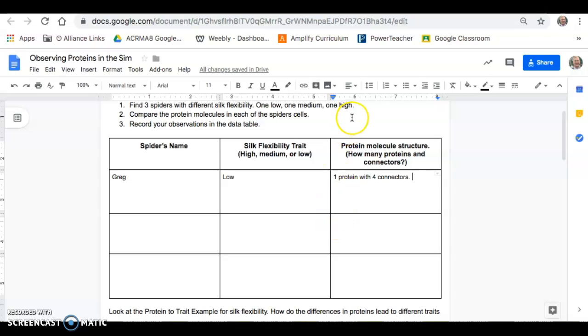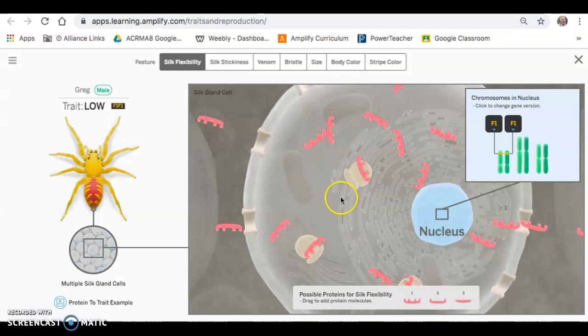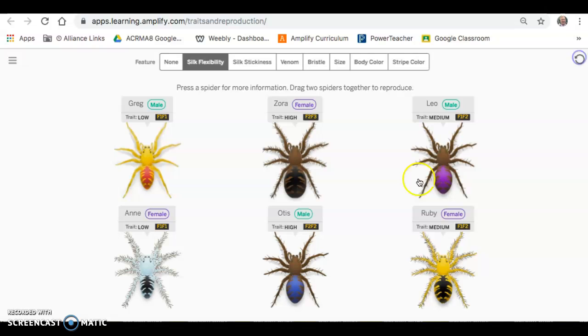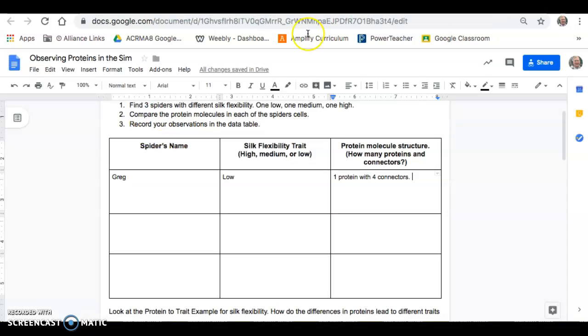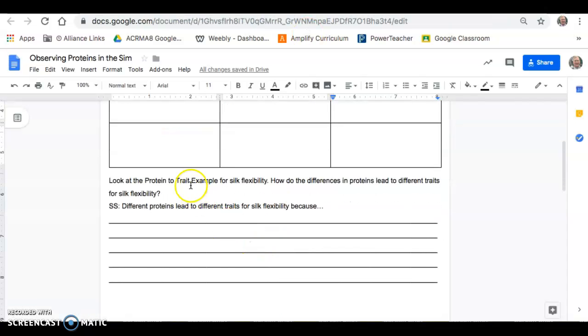Alright, so now I want you to go ahead and find a spider with medium and one with high flexibility and do the exact same thing. Then you will have to go ahead and below, it's going to tell you to look at the protein to trait example for silk flexibility.